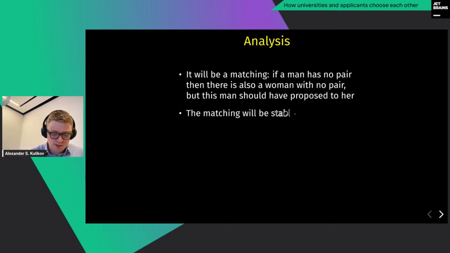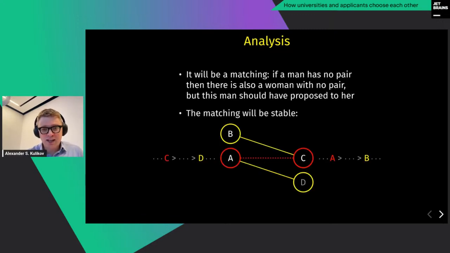And let me just prove that when this perfect matching is constructed, then it is indeed a stable matching. So assume once again for the sake of contradiction that there is some instability in the constructed matching, and this instability is AC. So a man A and the woman C, they do not form a pair, and they both prefer each other to their current partners. As this picture shows, A forms a pair with D, and A actually likes C more than D. And C forms a pair with B, and C actually likes A more than B.